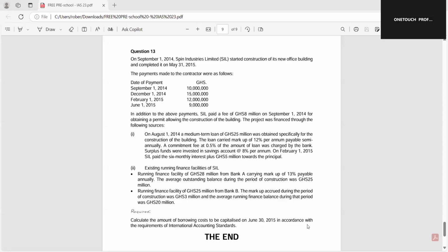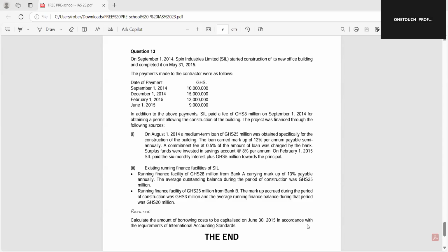On August 1, 2014, a medium-term loan of 25 million Ghana cedis was obtained specifically for the construction of the building. The loan carried a markup of 12% per annum payable semi-annually. A commitment fee at 0.5% of the amount of loan was charged by the bank. Surplus funds were invested in savings accounts at 8% per annum. On February 1, 2015, SIL paid the 6 monthly interest plus 5 million towards the principal.